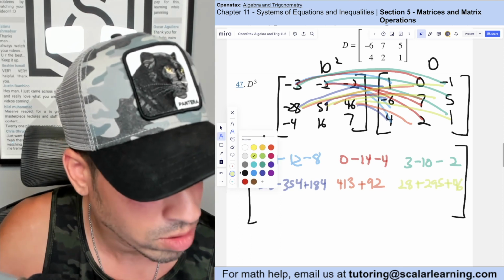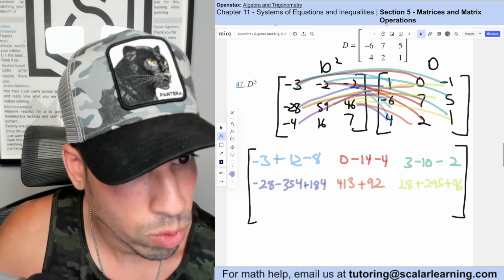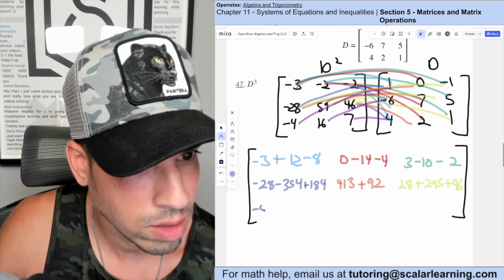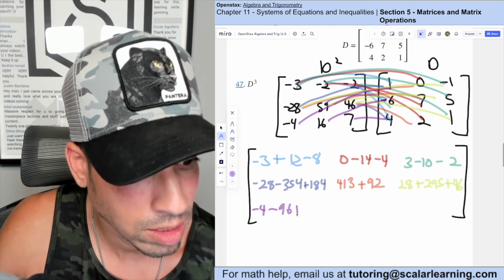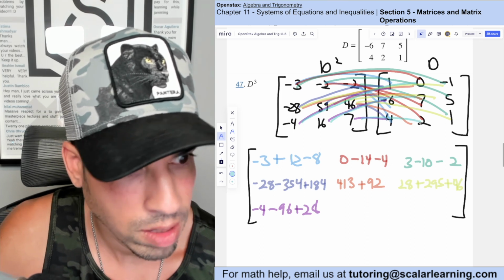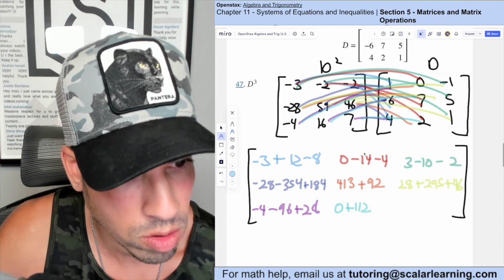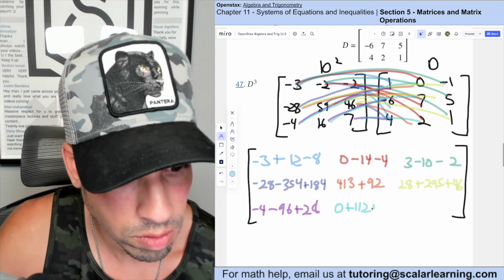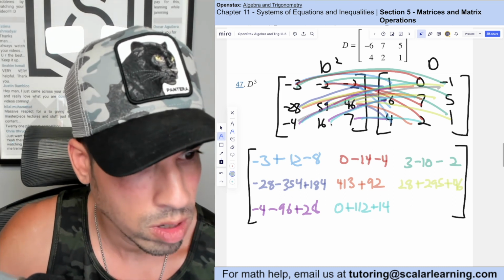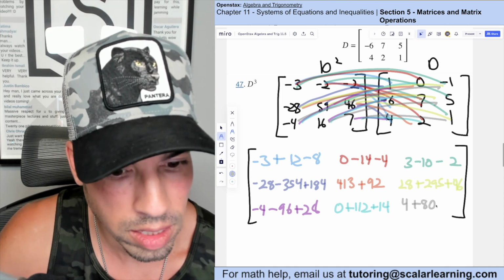Okay, now we go to the last row. Let's do this one. So we got negative 4 times 1, 16 times negative 6, 7 times 4. So that's negative 4 minus 96 plus 28. Then we got negative 4 times 0 plus 16 times 7 plus 7 times 2. So that's 0 plus 70 plus 42 is 112. And then 7 times 2 is 14. Okay, last one. Let's do gray. Negative 4 times negative 1 plus 16 times 5 plus 7 times 1. So that's 4 plus 80 plus 7.